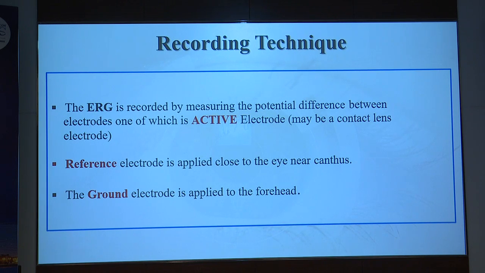For recording, the ERG is recorded by measuring the potential difference between electrode 1, which is the active electrode. It may be a contact lens electrode. And then there is a reference electrode, which is applied close to the eye near the canthus. And then the ground electrode. There are 3 electrodes. One is active, the other is reference, and the third one is the ground electrode, which is applied to the forehead.